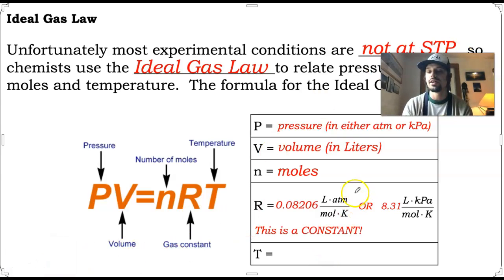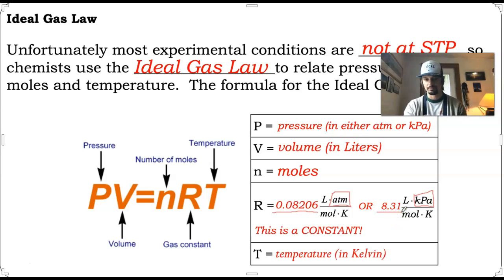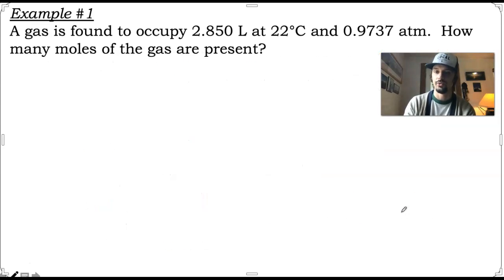They are dependent on the pressure that you're using. If your pressure is in atmospheres, you use this R. If your pressure is in kilopascals, you use this R. Everything else is the same. So this is a constant. Write it down. Temperature is going to be in kelvins. All right, so this is the gas law I'm going to use today to solve for unknown variables.